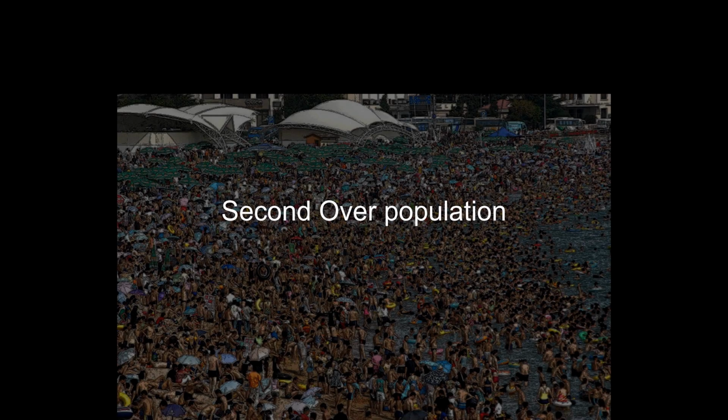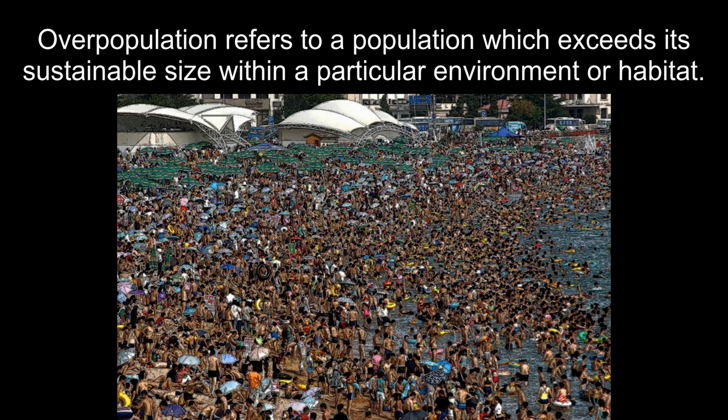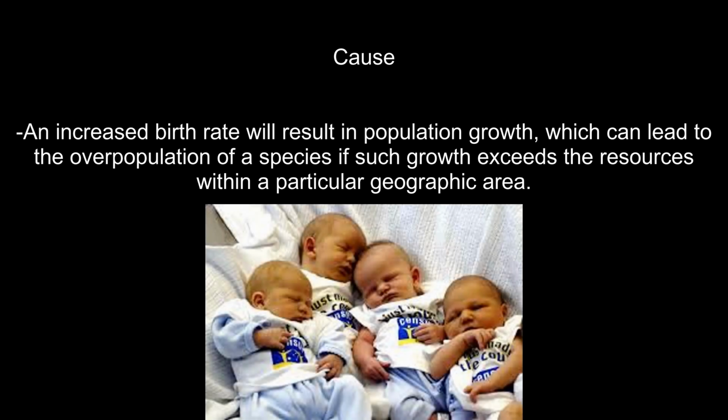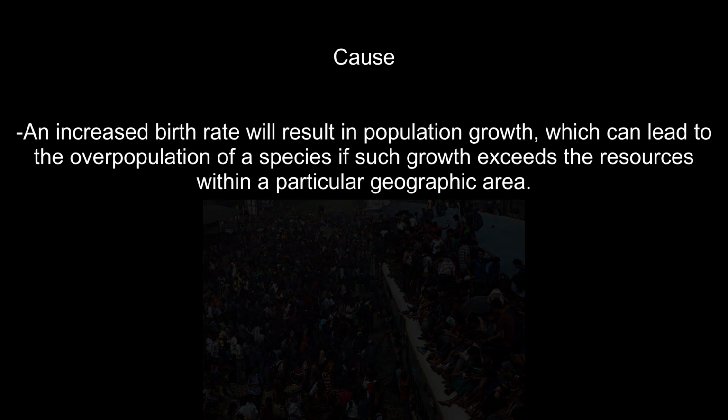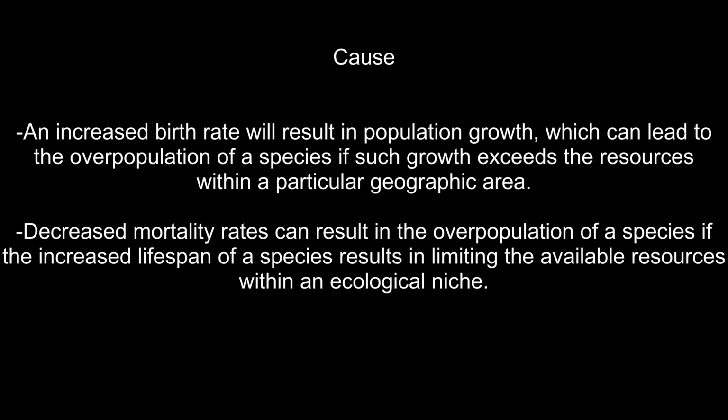Second, overpopulation. Overpopulation refers to a population which exceeds its sustainable size within a particular environment or habitat. Cause: an increased birth rate will result in population growth, which can lead to the overpopulation of a species if such growth exceeds the resources within a particular geographic area. Decreased mortality rates can result in the overpopulation of a species if the increased lifespan of a species results in limiting the available resources within an ecological niche.